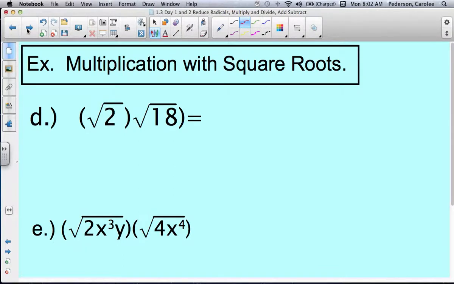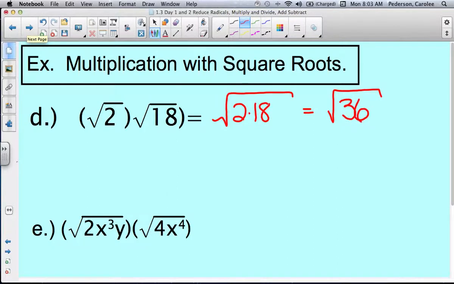All right. Square root of 2 times square root of 18. Let's combine those together. So we get 2 times 18. Now, we could combine those two together to give you 36. And then the square root of 36, you probably recognize, is 6. If you don't, just break down 36 as 6 squared. And then you would get your 6.